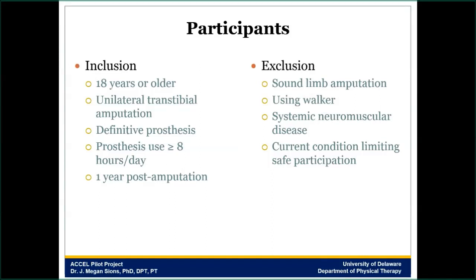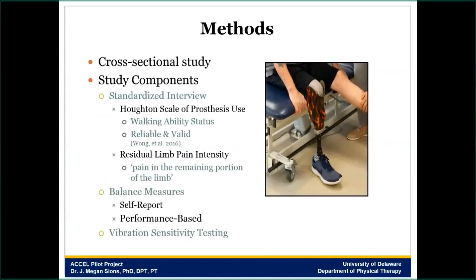We exclude individuals with major sound limb amputations if they're using a walker, if they have certain conditions such as Parkinson's or multiple sclerosis, because we know that those conditions may affect somatosensory function, and if they have issues with their residual limbs. So for example, if they have an ulcer and they're unable to participate safely. So this is a cross-sectional study design, and we're conducting standardized interviews. We're using this scale called the Houghton scale of prosthesis use to look at walking ability.